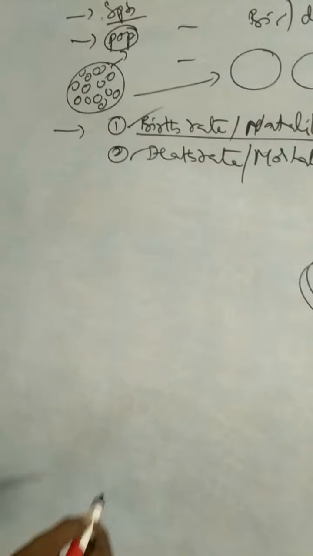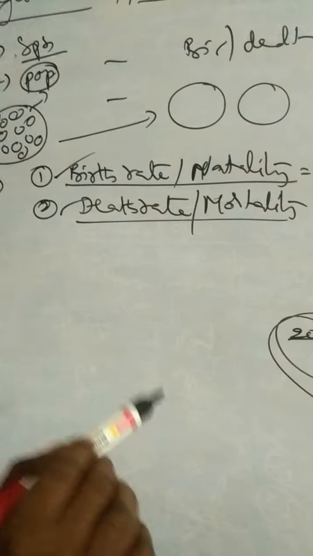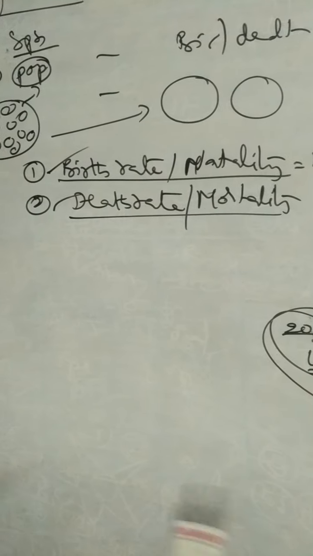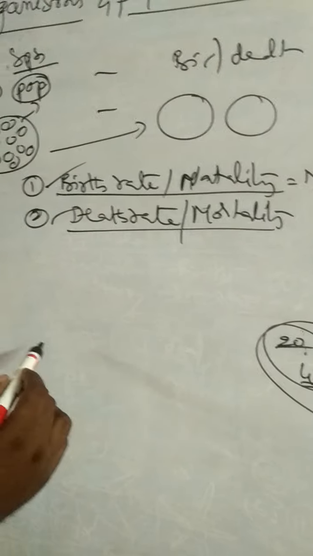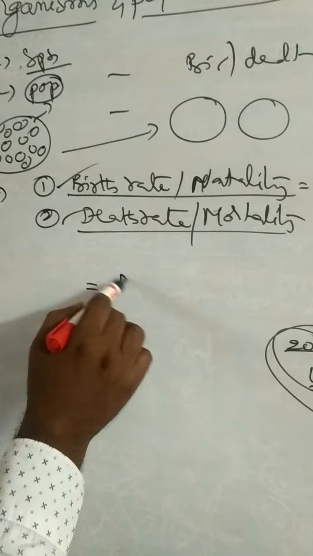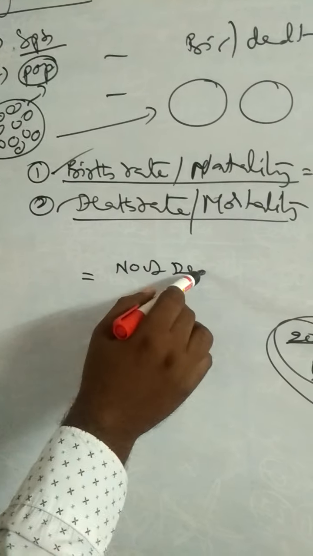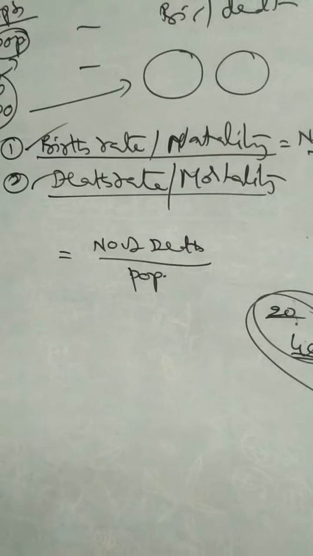And the second one is death rate. What is death rate? The number of deaths in a population within a unit time, that is 4 weeks or 2 weeks or 1 year, whatever it may be, is called death rate or mortality. The death rate or mortality rate is equal to number of deaths by population.